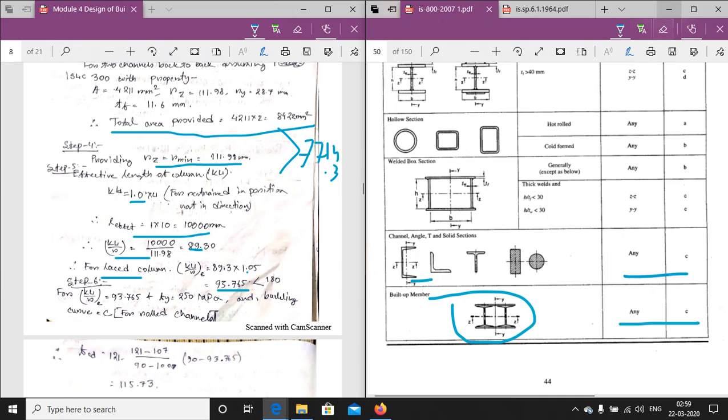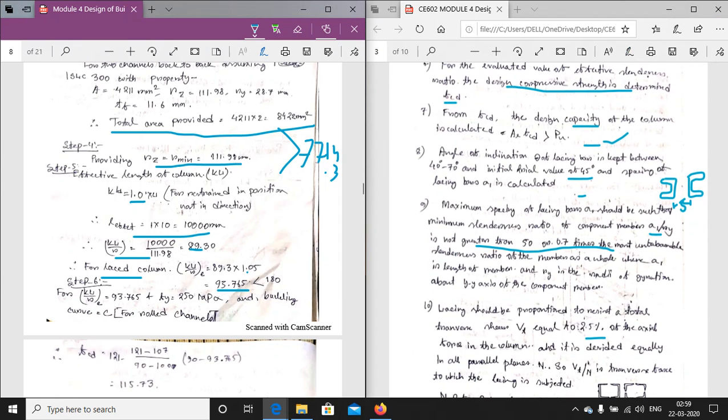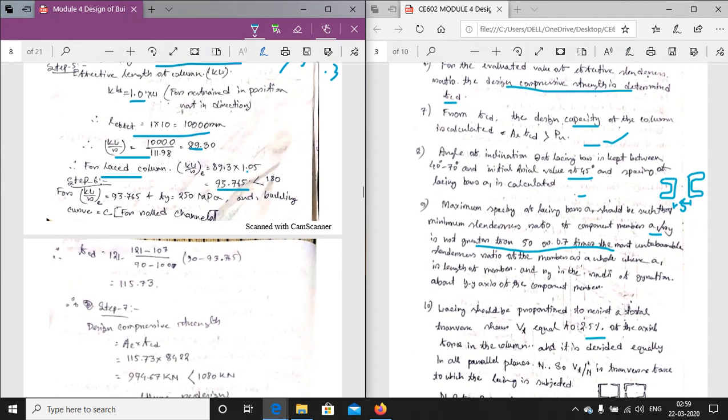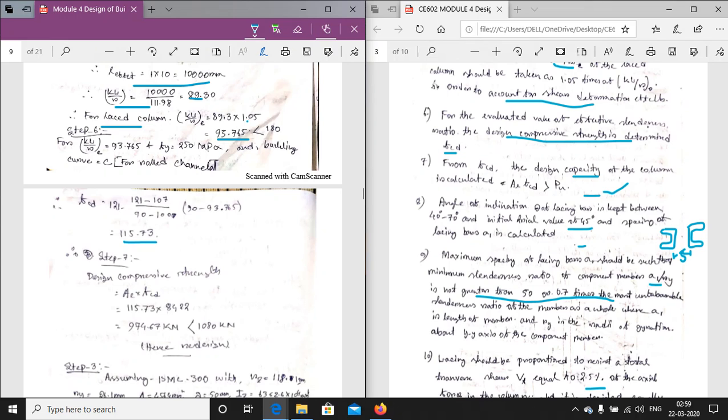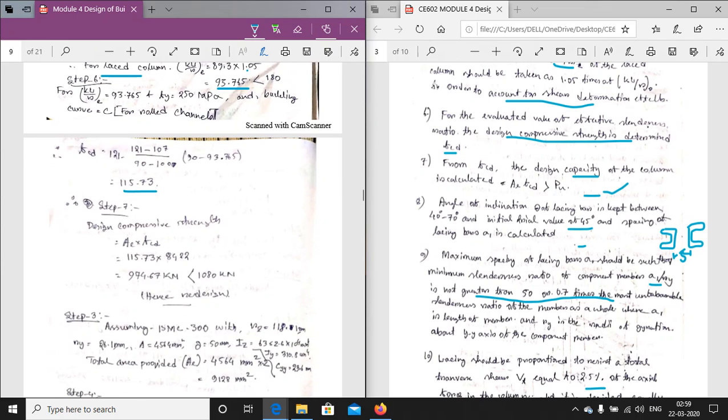So taking the values, we are getting FCD will be equal to 115.73. Now step 7, that is we have to calculate the design capacity. The design capacity will be equal to 974.67, putting the value FCD and AE that we have calculated. So it is less than that. So the design has failed. So we have to redesign the section.